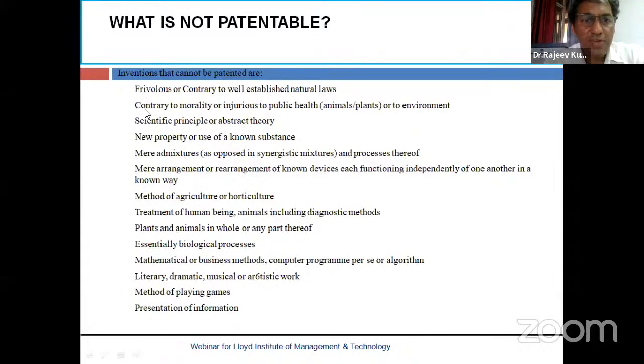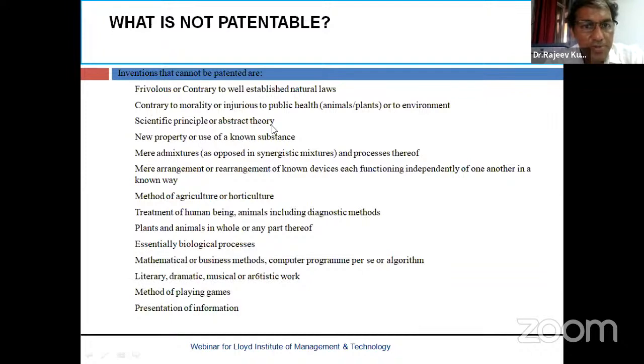Second is any inventions which are hurting the morality and are injurious to public health. For example, a gun is not patentable. A weapon to kill is not patentable. A compound, a poison is not patentable. If you say that, okay, I have come up with a compound of micrograms, such kind of things are against the public morality, and such kind of things are not patentable.